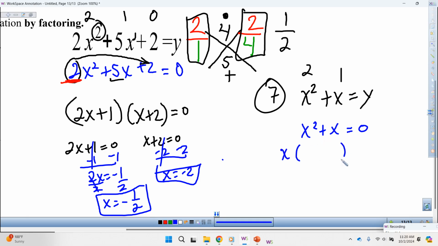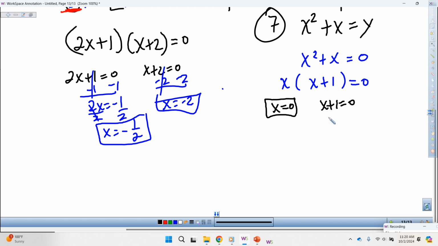X. And that leaves us with x plus 1. So now we have 2 factors, x and x plus 1. So we write x equals 0, x plus 1 equals 0. And I solve. Can I solve this one anymore? No. This one, minus 1 minus 1, x equals negative 1. These are my factors. Yes?